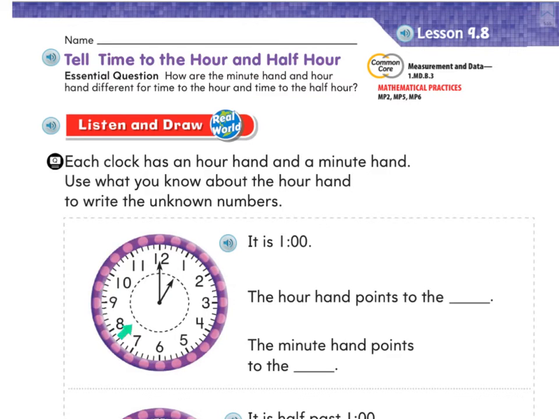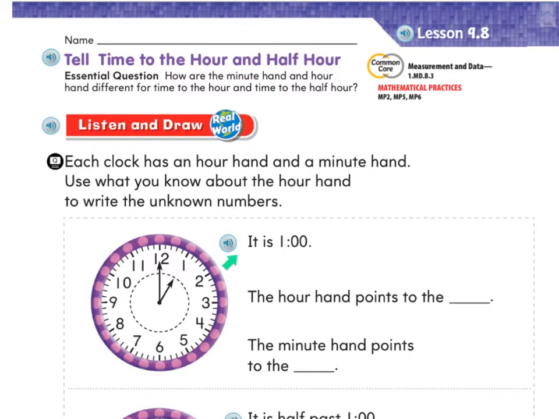So we've been looking at clocks and we've been looking at the hour hand and seeing where it's pointing to help us know if it's 1 o'clock or if it's 1:30, right? So now we're going to be incorporating a minute hand as well. You'll notice that the minute hand is longer than the hour hand. So here are our directions. It says each clock has an hour hand and a minute hand. Use what you know about the hour hand to write the unknown numbers.